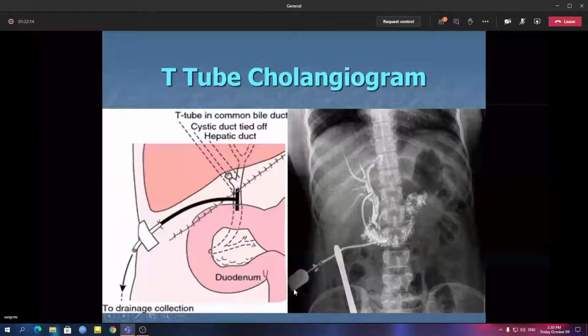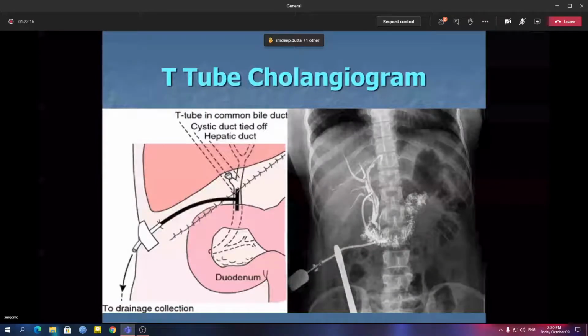And this is the T-tube done to drain the bile from the repaired common bile duct so that no stress appears on the common bile duct or the newly stitched areas of the common bile duct. But is it sufficient to only know this? No, sir. After a few days, you are not really very sure whether you have removed all the stones from the common bile duct or not.